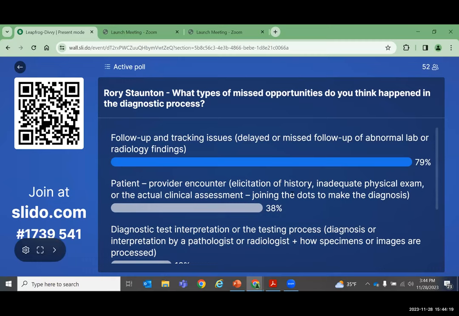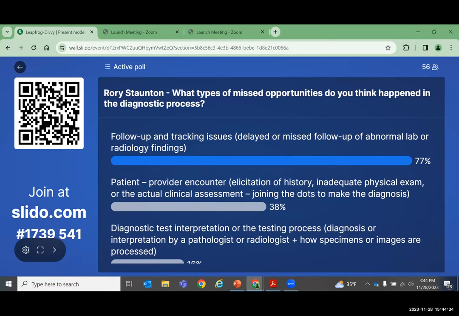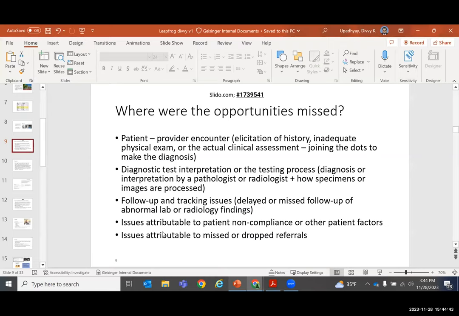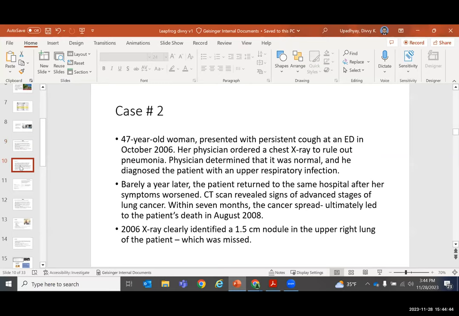And then, of course, there are some who have also pointed out the clinical bedside missed opportunities in making the diagnosis. And that's exactly right. There are no right or wrong answers here. The idea is to think of these different parts of the diagnostic process, like Jill had mentioned, where errors can occur. So very quickly, we'll move on to the next case.